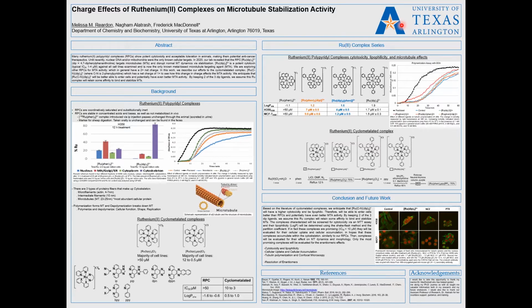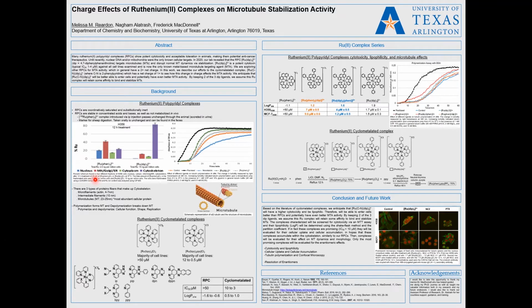First, I want to talk about Ruthenium(II) polypyridyl complexes. Ruthenium(II) polypyridyl complexes have been found to be potently cytotoxic, as well as have acceptable tolerance in animals. These two factors make them very promising as potential anti-cancer therapeutics. Until recently, these RPCs were thought to be targeting the nucleus and/or the mitochondria.